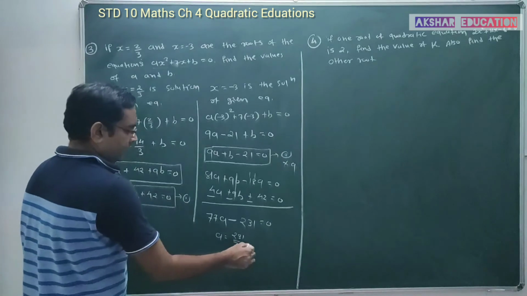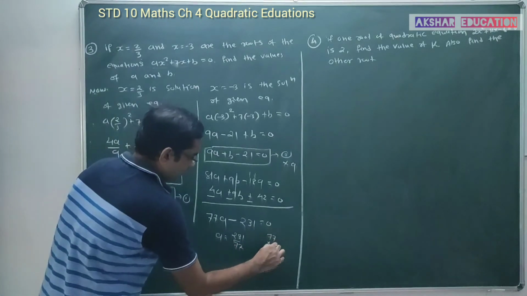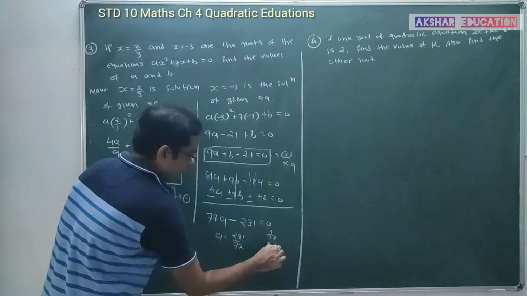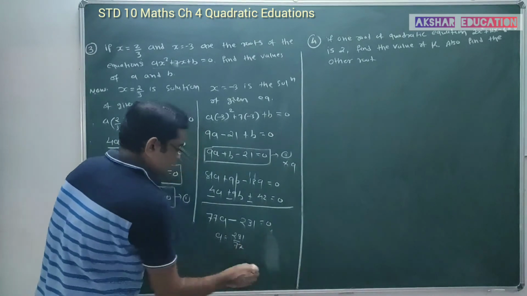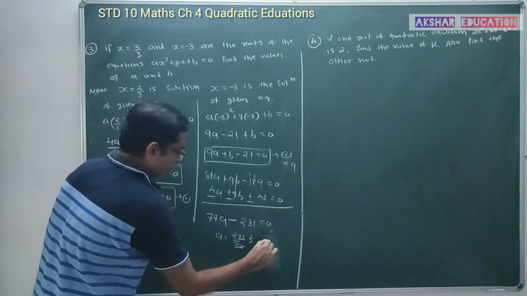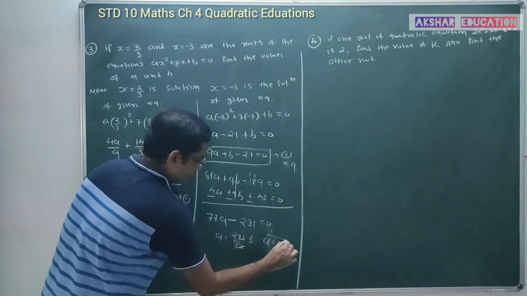It looks like something. 77 into 3, try and see. 3 7s are 21, 3 7s are 21 plus 2. Very good. 231, sorry, 77 3s, so we are getting a equal to 3.